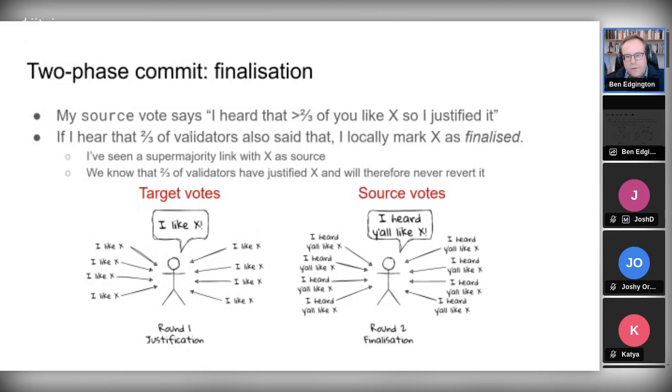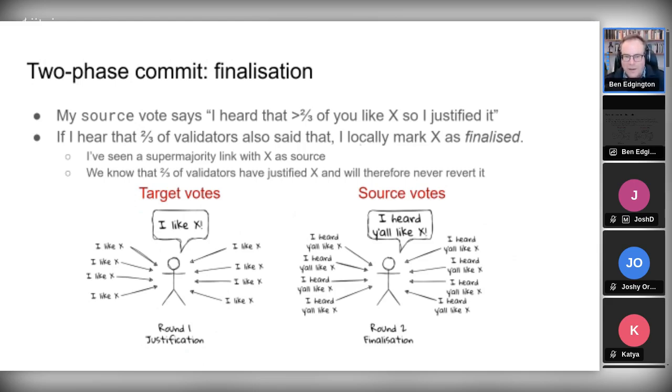My source vote is saying I heard that, so it's reflecting back to the network what the network has just told me, and this is why we have two phases. It's a classic part of the mechanism and very hard to explain, but you can read more about that. My source vote is saying I heard that more than 2/3 of you like X, so I justified it, and you broadcast that to the network. This is my justified checkpoint.